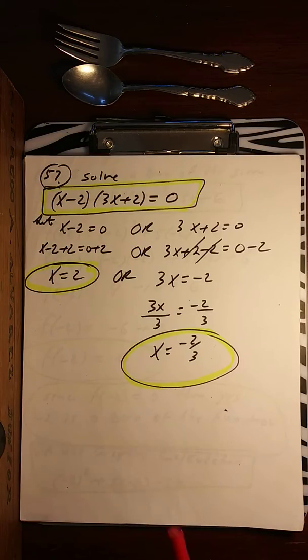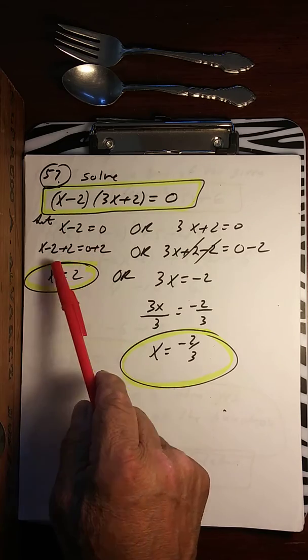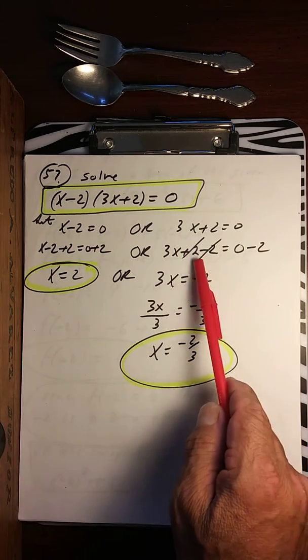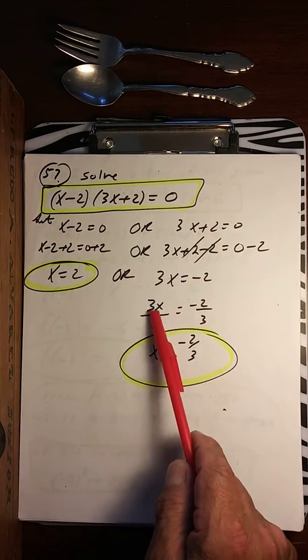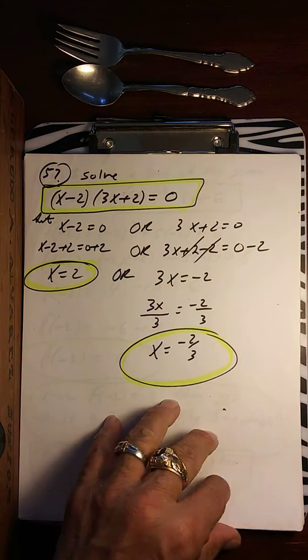Solve this. Set the first one equal to 0, second one equal to 0. x minus 2, add 2, so x is 2. 3x plus 2 equals 0, so minus 2, so 3x equals -2, divided by 3, so x equals -2/3.